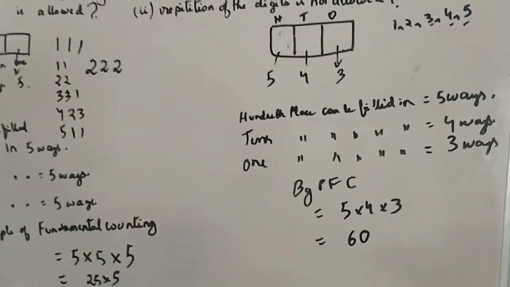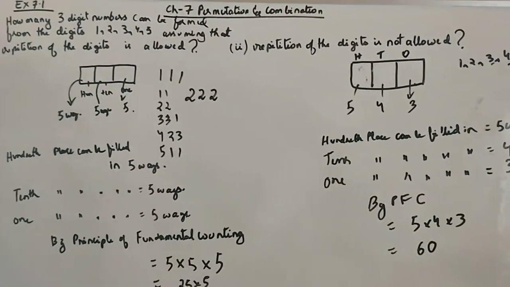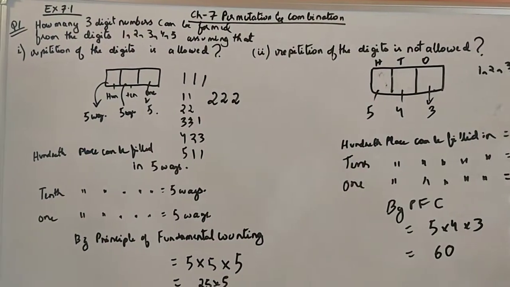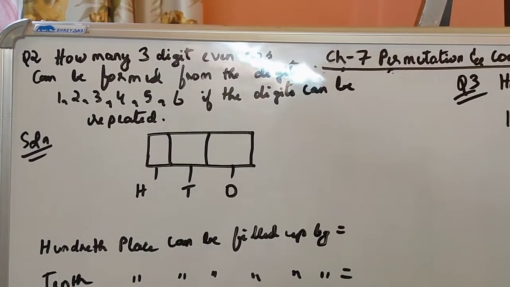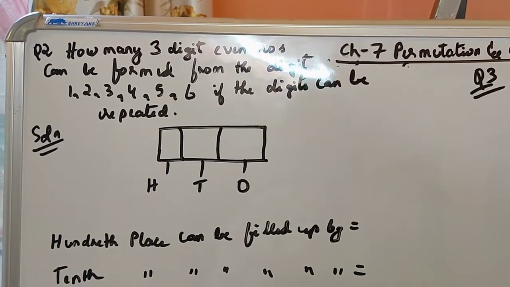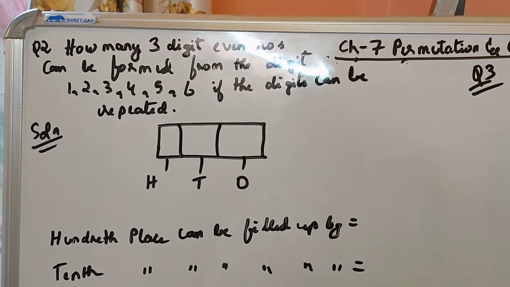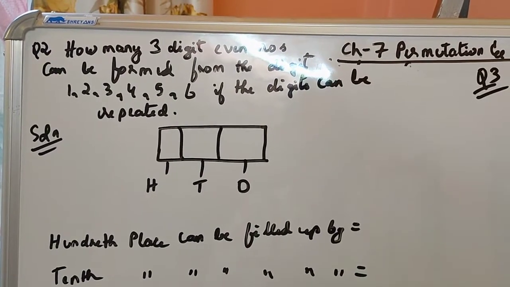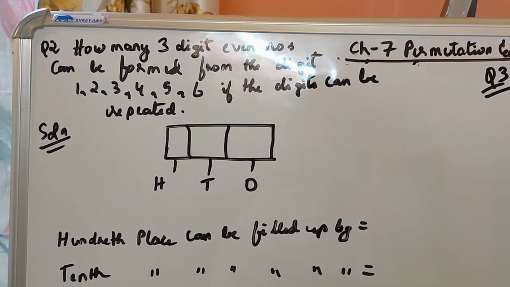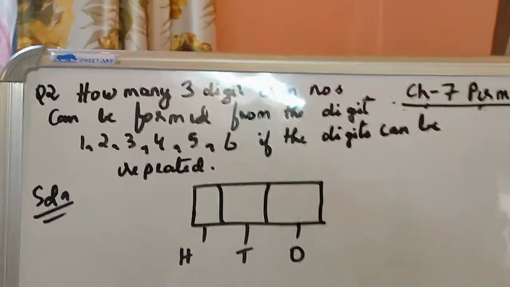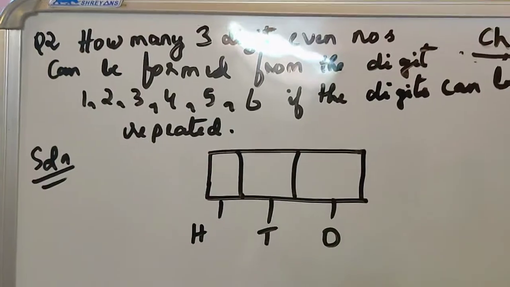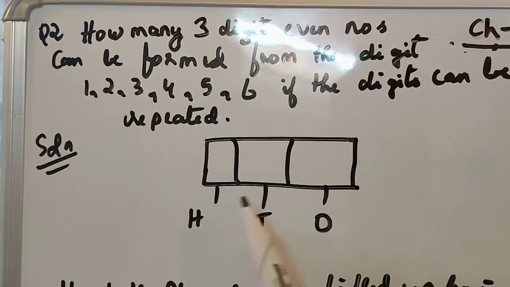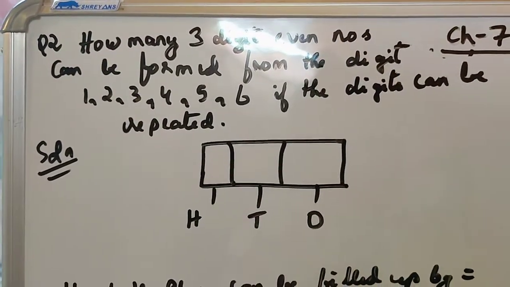So I hope question number 1 is clear to you. Now this is question number 2. How many 3-digit even numbers can be formed from the digits 1, 2, 3, 4, 5, 6 if the digits can be repeated? Again here we have 3-digit even numbers this time. So make 3 boxes: this is your 100 place, 10 place and your 1 place.